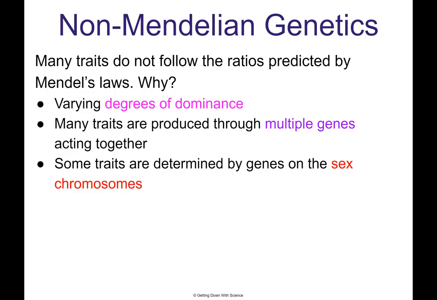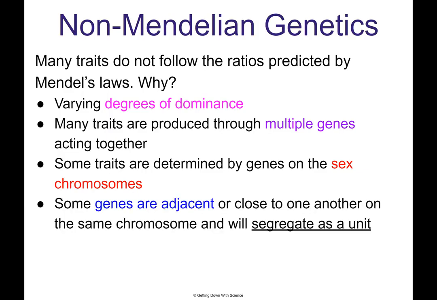Additionally, some traits are determined by genes that are on the sex chromosome. A Y-related gene is only going to be found on the Y chromosome. Only males will ever have that. An X-linked gene might show up for females or it might not. It depends on if they have two copies of it, one copy of it. We don't know because it depends on those sex chromosomes that they end up with.